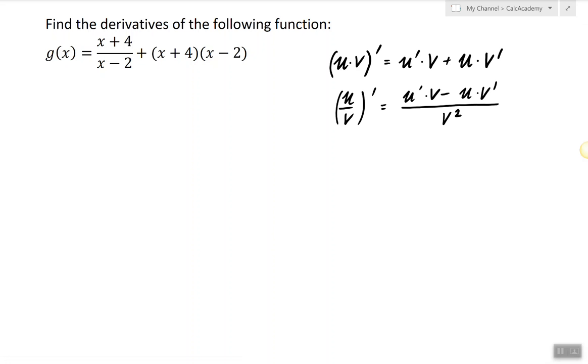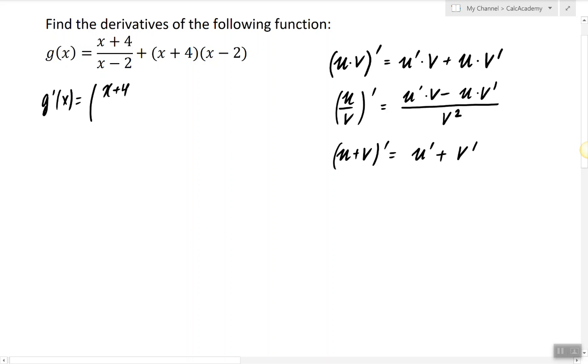We also remember the rule for finding the derivative of a sum, which is just the derivative of the first function plus the derivative of the second function. And here, if I want to find the derivative of g, I have to find the derivative of x plus 4 over x minus 2, and then add the derivative of x plus 4 times x minus 2.